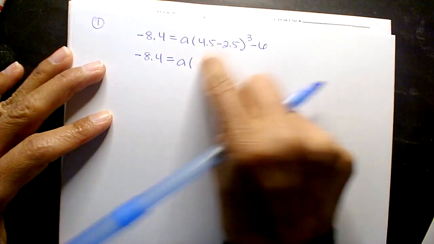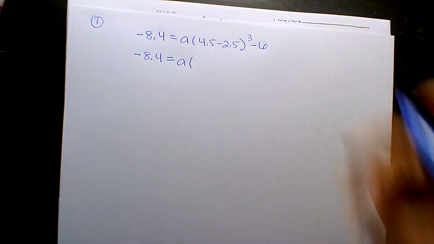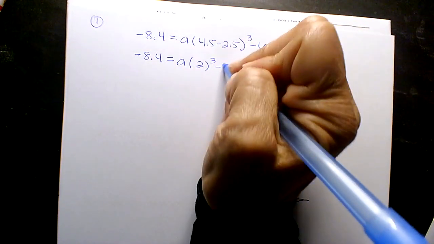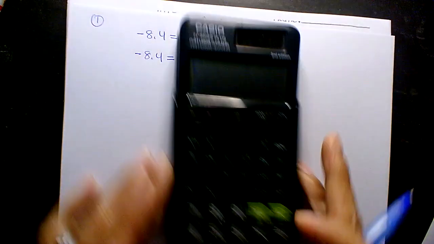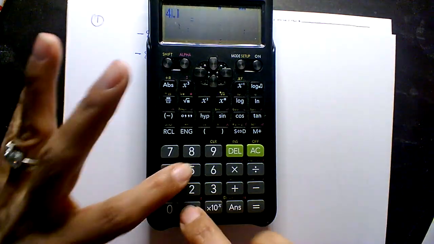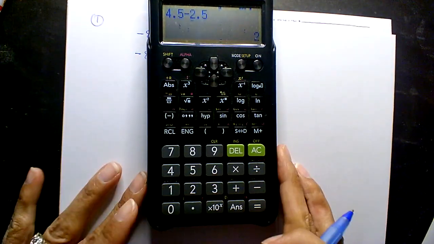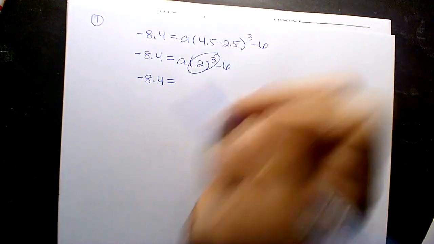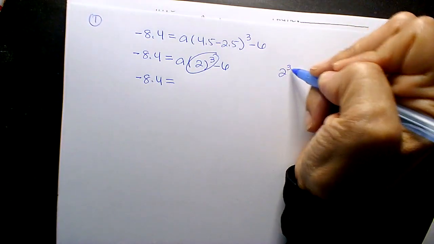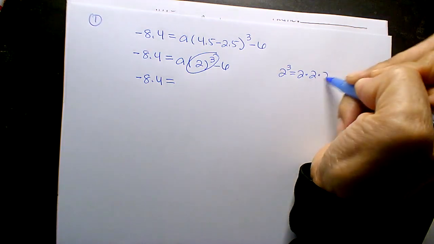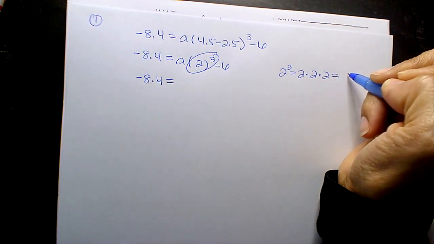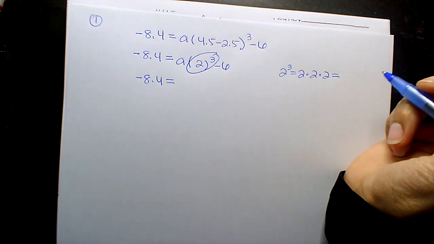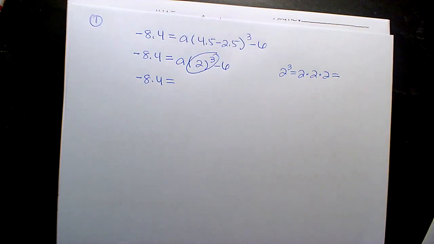Negative 8.4. Okay, 4.5 minus 2.5. You could throw it in the calculator, but that should be 2 cubed minus 6. 4.5 minus 2.5 gives me 2. You don't need a calculator, but if you need it, what is 2 cubed? 2 cubed is the equivalent of 2 times 2 times 2, which is?